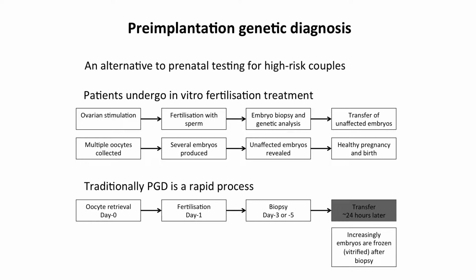So the way that PGD has traditionally worked is you have an IVF cycle. This is regardless of whether the patients are fertile or not, because you're going to have to get access to pre-implantation embryos. So that of course involves ovarian stimulation. Hopefully multiple eggs will be generated. They're going to be fertilized with the partner's sperm to hopefully produce several embryos. A biopsy is going to be performed of those embryos in order to get some material for testing and hopefully find some that are unaffected, which would then be transferred to ultimately give a healthy pregnancy and a healthy birth.